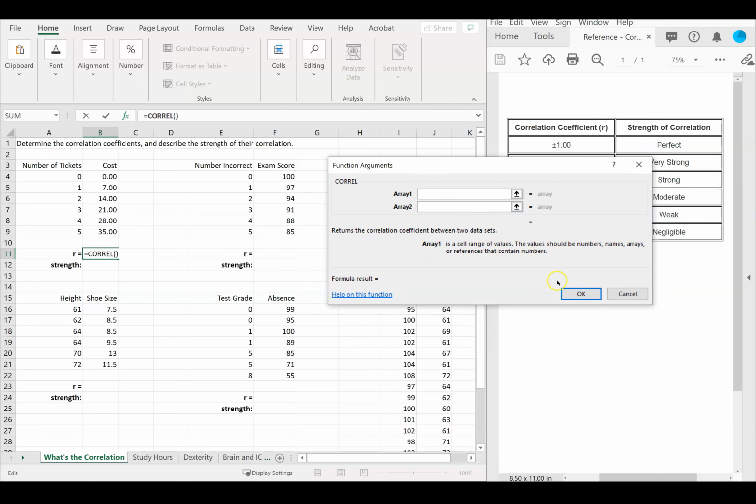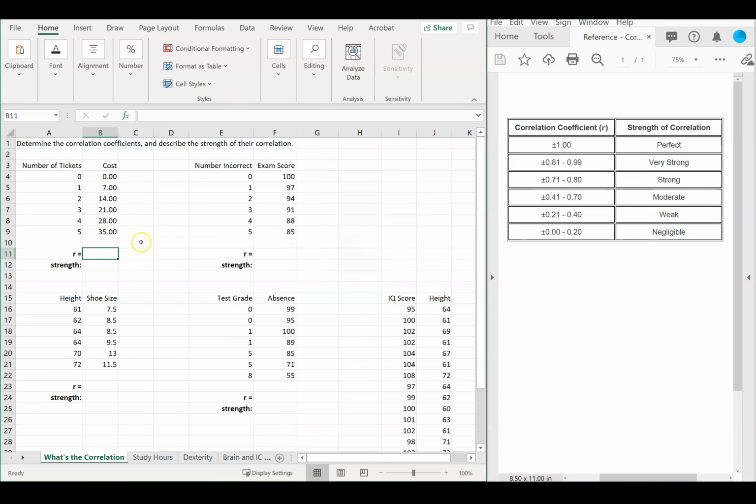First range of values. You can use it there. I'll just type them in. So equals correlation, double click. Array 1 is my x values, comma, y values. Close the bracket, enter. Ooh, 1.